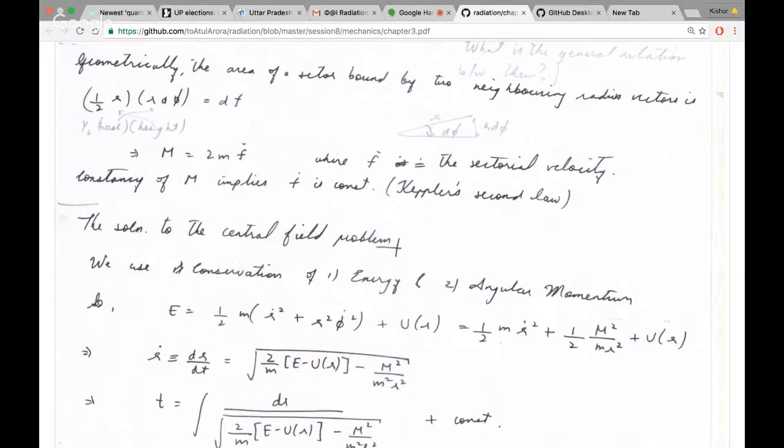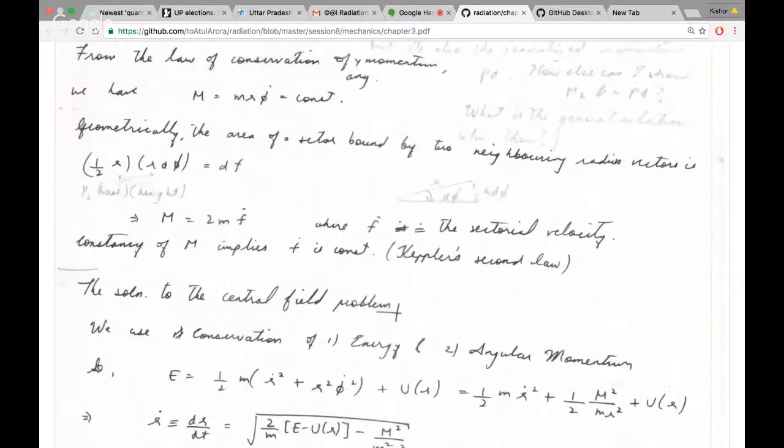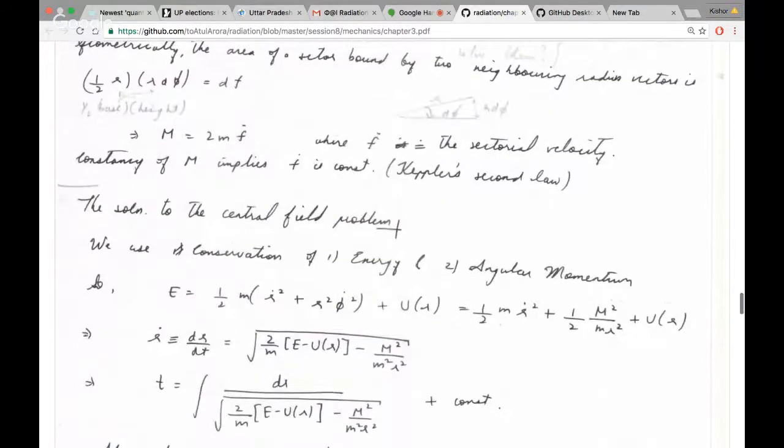I can't see where this is coming from. M is 2m f dot, and f dot is, putting in M equals m r squared phi dot, phi dot equals M by m r squared. So M squared, and r squared comes from there, divided by m r squared.